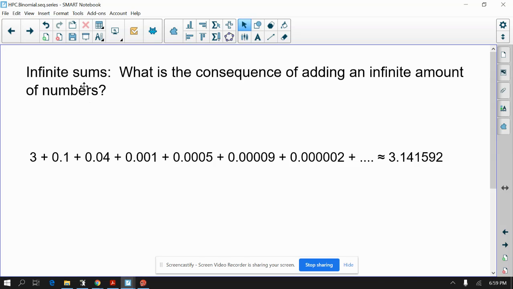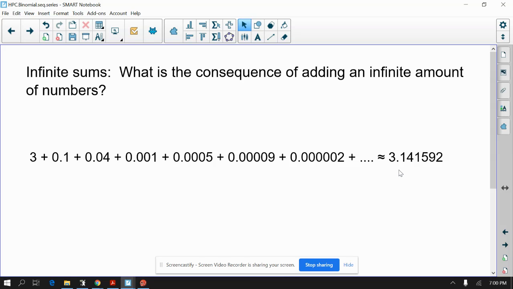What if you add an infinite amount of numbers? What is the sum? First of all, let's realize that it's actually possible to add an infinite amount of numbers and get a real number, like a number somewhere on the number line. So here, this is pi, 3 plus 0.1 plus 0.04 plus 0.001, etc., all the way down the line. If you added up all these numbers, you would get the number pi.